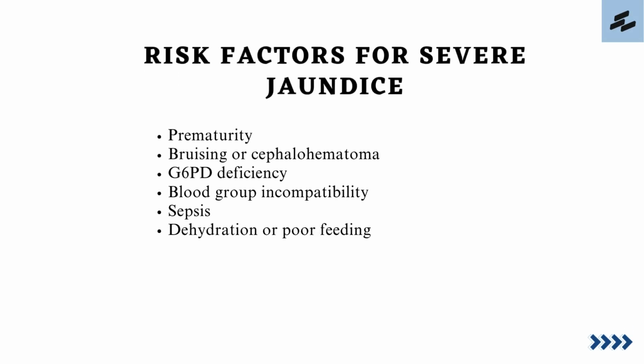Risk factors for severe jaundice. Several factors increase the risk of severe jaundice. Prematurity is a major one. The earlier the baby is born, the less efficient the liver is. Other factors include significant bruising from birth trauma, G6PD deficiency, blood group incompatibility, sepsis, and poor feeding. When risk factors are present, treatment thresholds are lower, meaning you should intervene earlier.